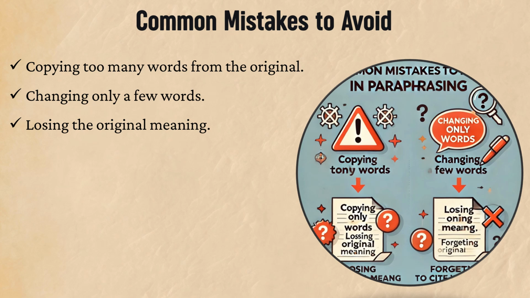Losing the original meaning. You are changing the sentence, but the original meaning is lost. It is saying something else. That is not a correct paraphrase, so you must avoid this. Forgetting to cite the source. Citing the source is very, very important. This gives the idea to the reader that it is not plagiarized and you have properly cited the source from where you have taken the information.